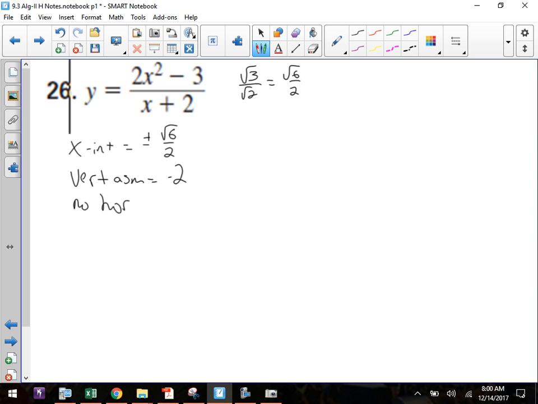But what is there? Slant. There's a slant in this case because the degree of the numerator is 1 more than the degree of the denominator. Therefore, you have a slant. So you have to do long division.